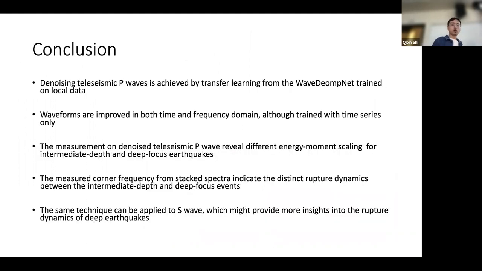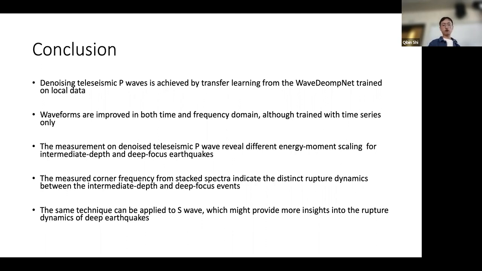The take-home message is that we can use transfer learning from a UNet to denoise the teleseismic P waves. And we can improve the waveforms in both the time domain and the frequency domain, as you can see in the previous figures. And we measured the denoised waveform for the duration and energy, and we found a different scaling law between different depth ranges.